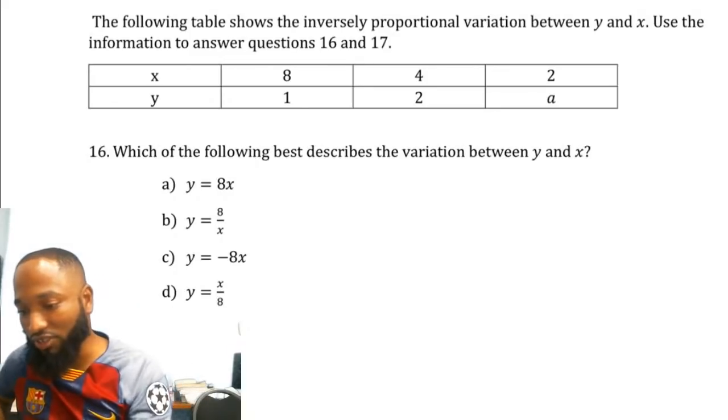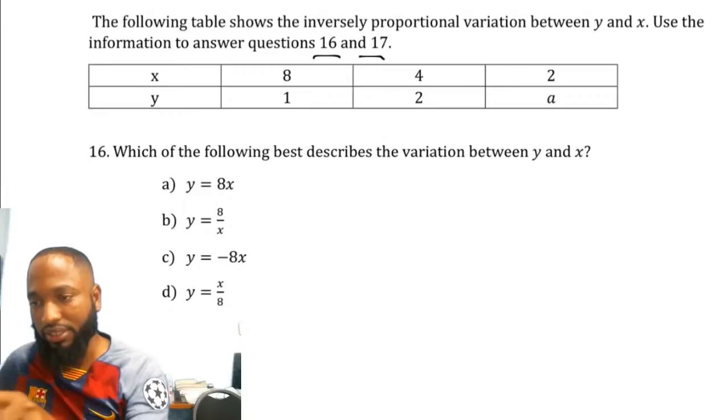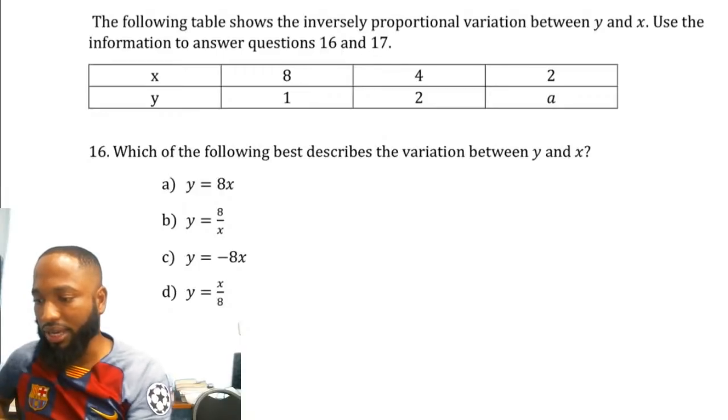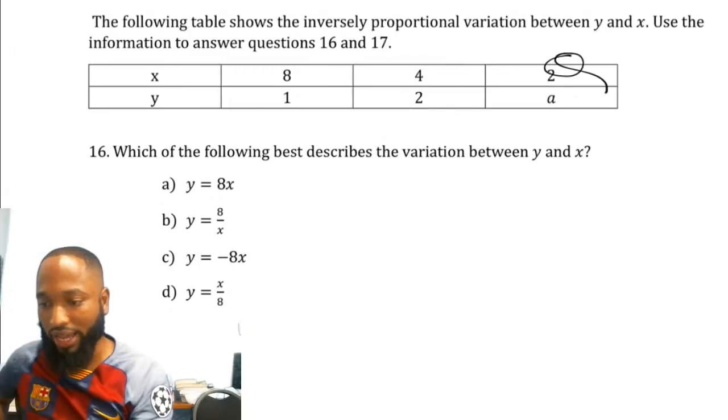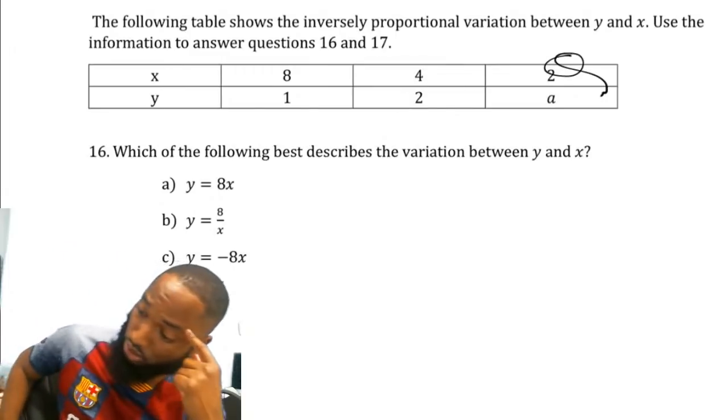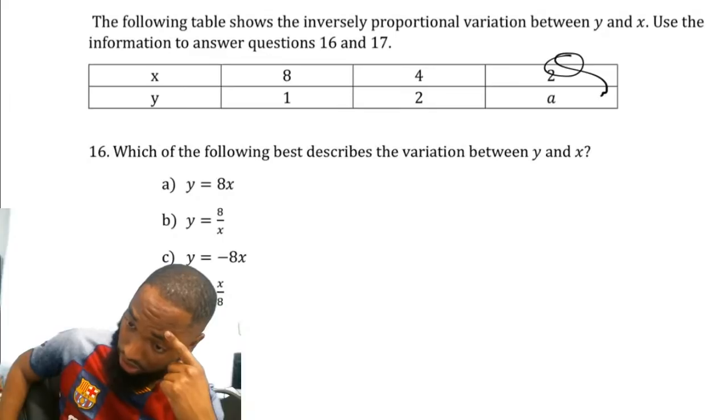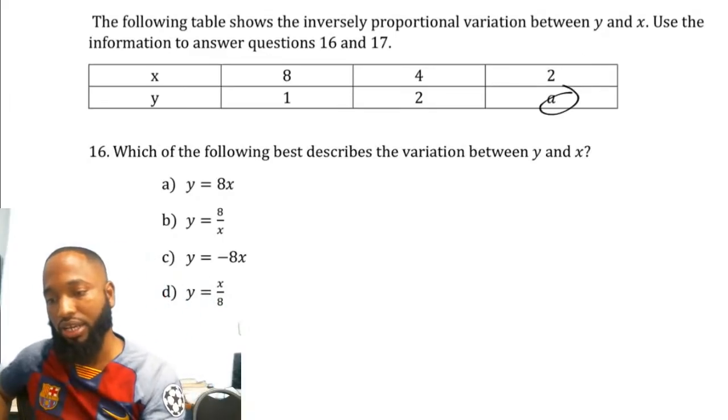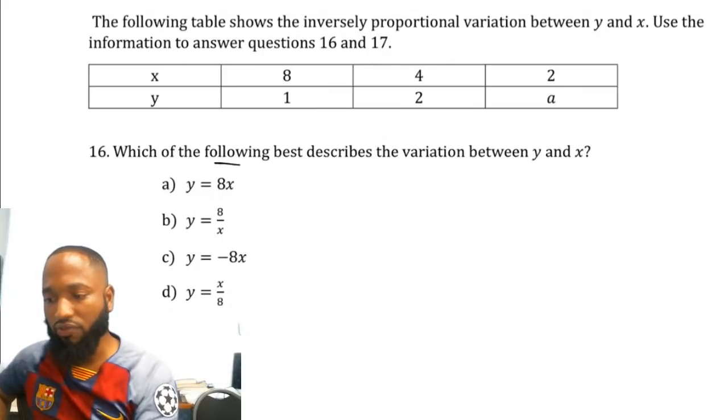That's one of the students from my class. Use the information to answer questions 16 and 17. X is 8, Y is 1. X is 4, Y is 2. X is 2, Y has to go back to... should it go back to 8? Oh, they didn't ask you anything about that yet. Maybe not 8, maybe 4. Anyhow, which of the following best describes the variation between Y and X?